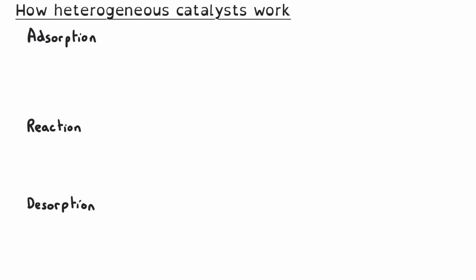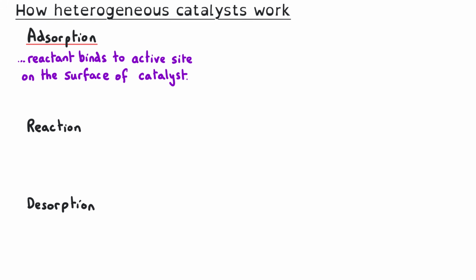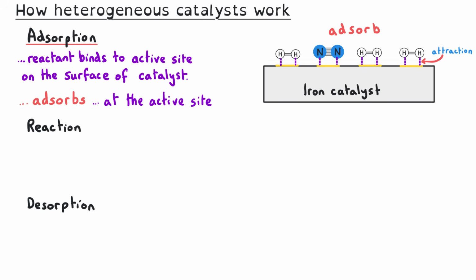The action of a heterogeneous catalyst takes place over 3 stages. The first stage is known as adsorption, and this is where the reactants bind to the active site on the surface of the catalyst. We might say that the reactants adsorb to the catalyst. And so if this was the Haber process, the hydrogen and the nitrogen reactants would adsorb onto the surface of the iron catalyst at the active sites, which I'm showing here in yellow.